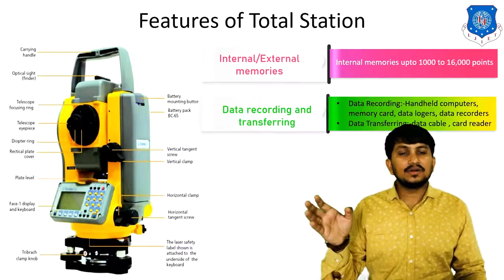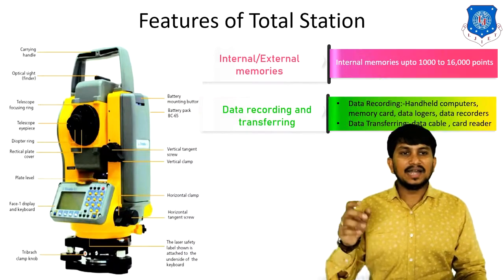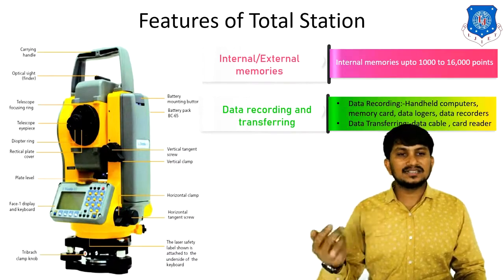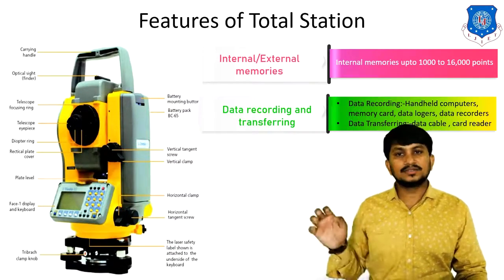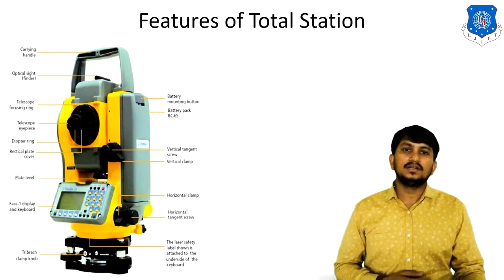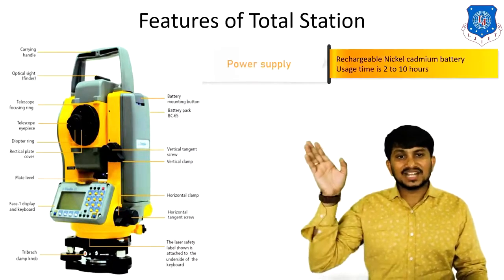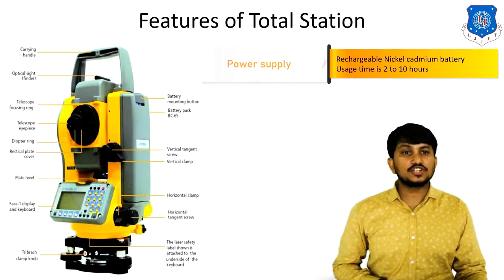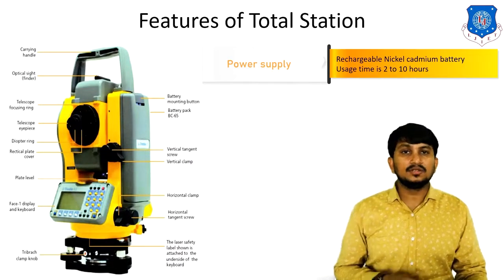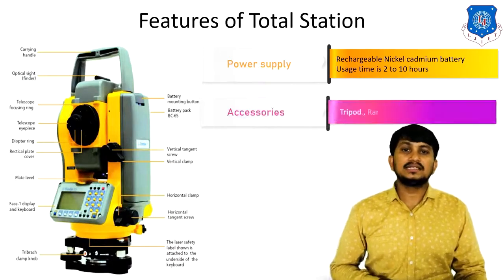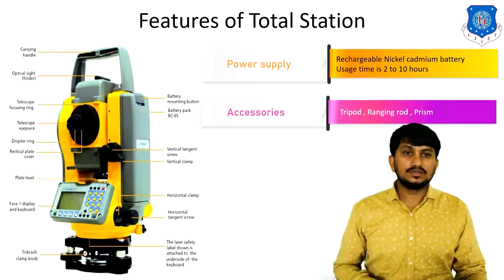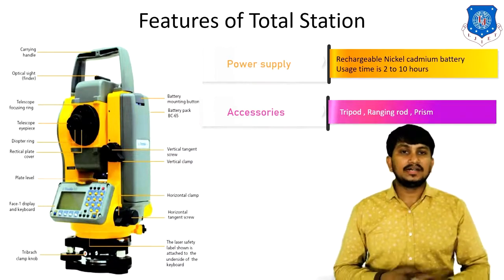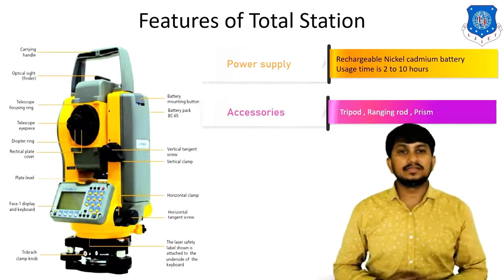Next is data recording and transferring. For data recording, handheld computer, memory card, data logger and data recorders are there. For data transferring, a data cable or card reader is installed in this total station. Next is power supply. A rechargeable nickel cadmium battery is installed, having usage time of 2 to 10 hours based on the manufacturer. Next is accessories. With the total station, 3 accessories are there. One tripod is there for attaching the total station, a ranging rod, and one prism for taking readings.